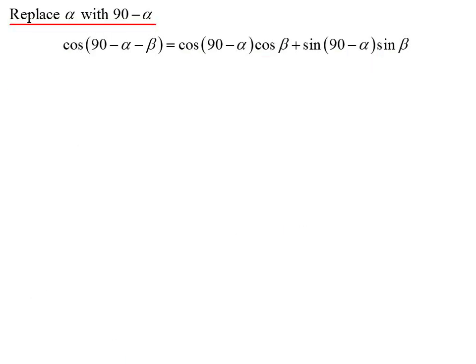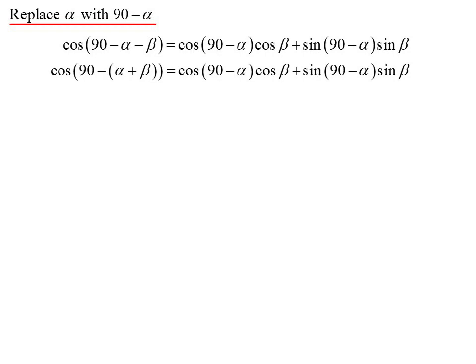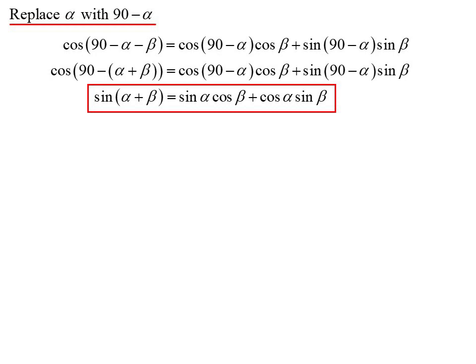Now, I'm going to go back to that original one we worked with, and I'm going to replace alpha with 90 minus alpha. So the formula now becomes this. The cos of 90 minus alpha minus beta is cos 90 minus alpha cos beta plus sine 90 minus alpha sine beta. But we can play around with this because cosine and sine are complementary ratios. So on the right hand side, all of those 90 minus alphas will change to the complementary ratio. But on the left hand side, I can also make that 90 minus an angle. The angle happens to be alpha plus beta. So it becomes sine of alpha plus beta is sine alpha cos beta plus cos alpha sine beta.